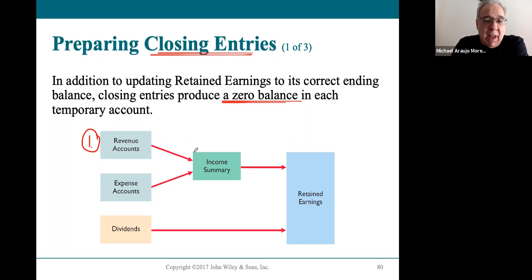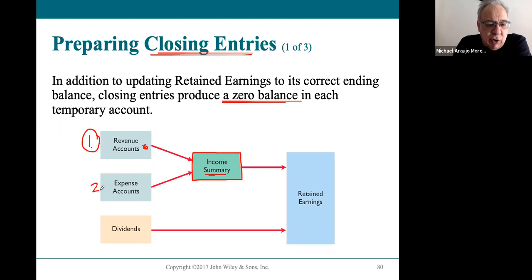Where does that go? That goes into a temporary account called income summary. Income summary is a temporary holding account that we use during the closing process. It's a very simple account that we use only at this time. Otherwise, it doesn't really have a purpose. Okay. So we close our revenue account and we throw all that money into the income summary account. And after that, our revenue accounts are zero.